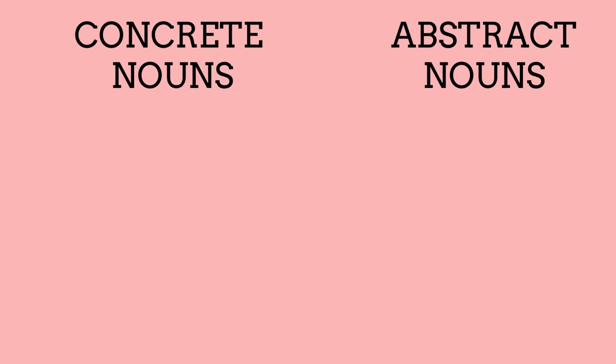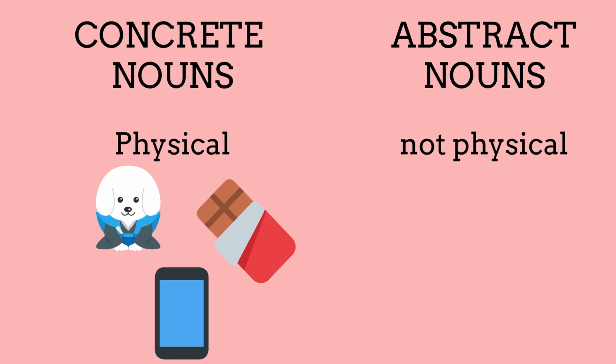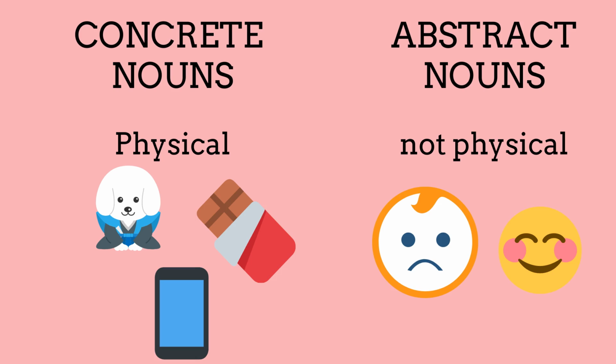Concrete and abstract nouns. Concrete is something physical which we can touch. Abstract is not physical. We cannot touch it. For example, in concrete nouns: dog, chocolate, phone. And in abstract nouns: sadness and happiness. This is something that we cannot touch.